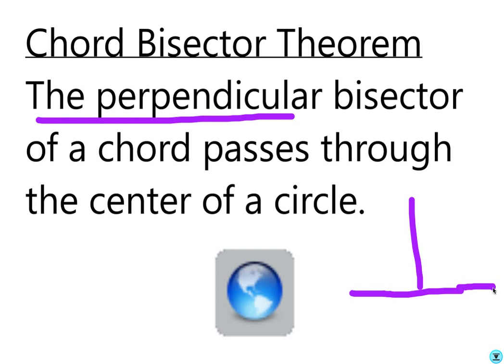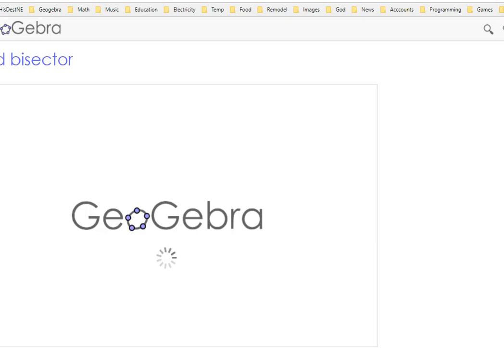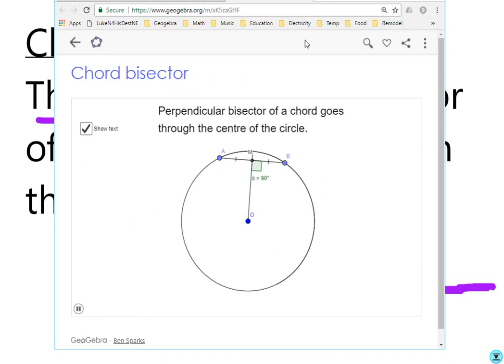So a perpendicular bisector, what's bisector mean? Two sections. It cuts it in half, okay? The perpendicular bisector of a chord passes through the center of a circle. So let's just go ahead and take a look at that because that's a lot of wording. See if I can pull this up correctly. Okay, so you guys see this thing moving right here, right? Let me go up to the board and explain this real quick to you guys.